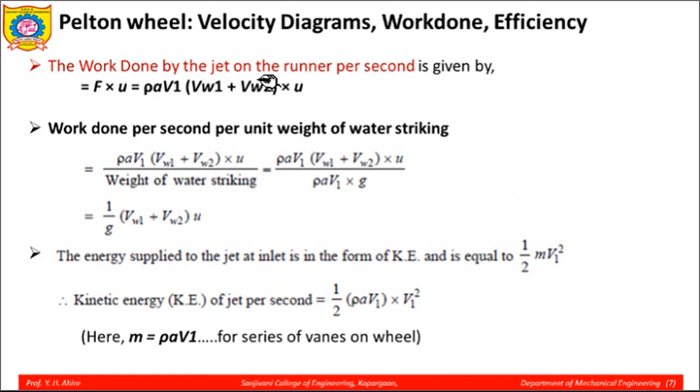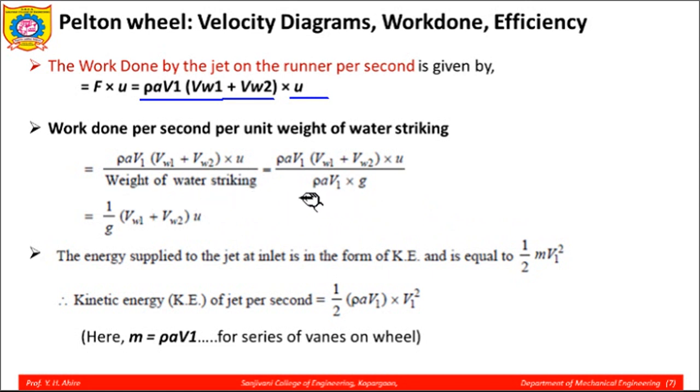The work done by the jet on the runner per second is given by F into U. Simple, the force exerted into the peripheral velocity of the buckets, that is the rate of work done. Also, the work done per second per unit weight of water striking. This is one more additional term.